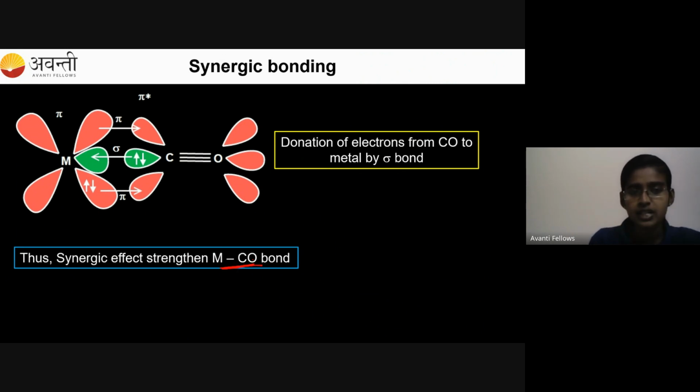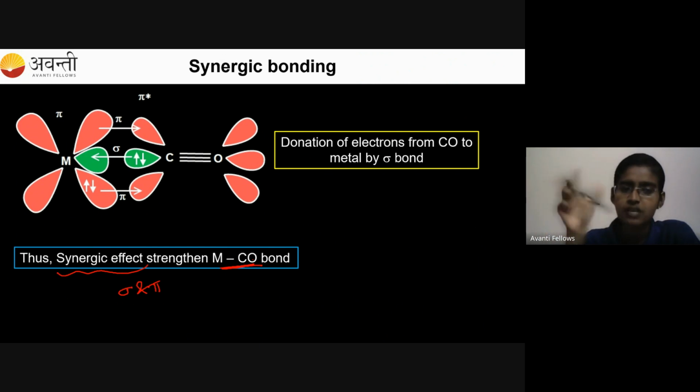And this effect is called the synergic effect. The metal-ligand bond possessing sigma and pi character, that effect is called the synergic effect. This effect strengthens the metal-carbon bond. This concept is called synergic bonding. The synergic effect strengthens the metal-ligand bond because it has both sigma character as well as pi character. Got it? So this is the concept you are going to get from this particular topic.